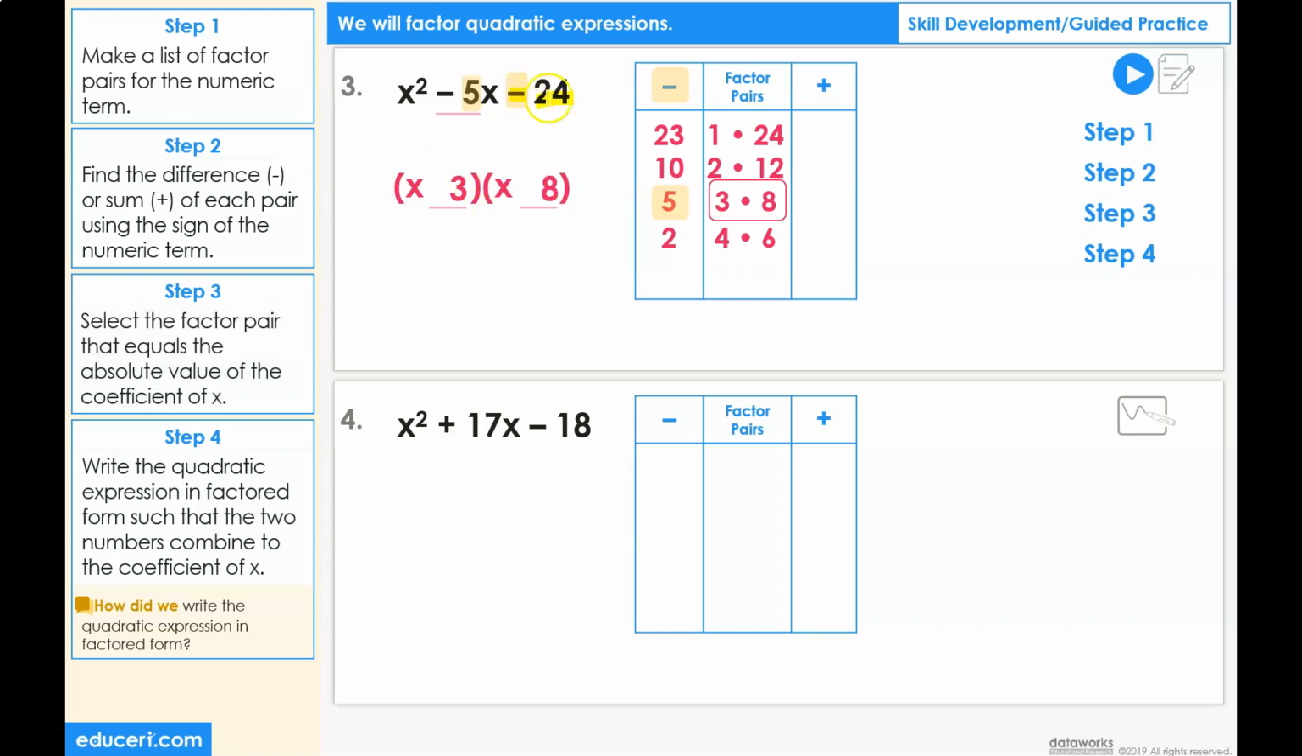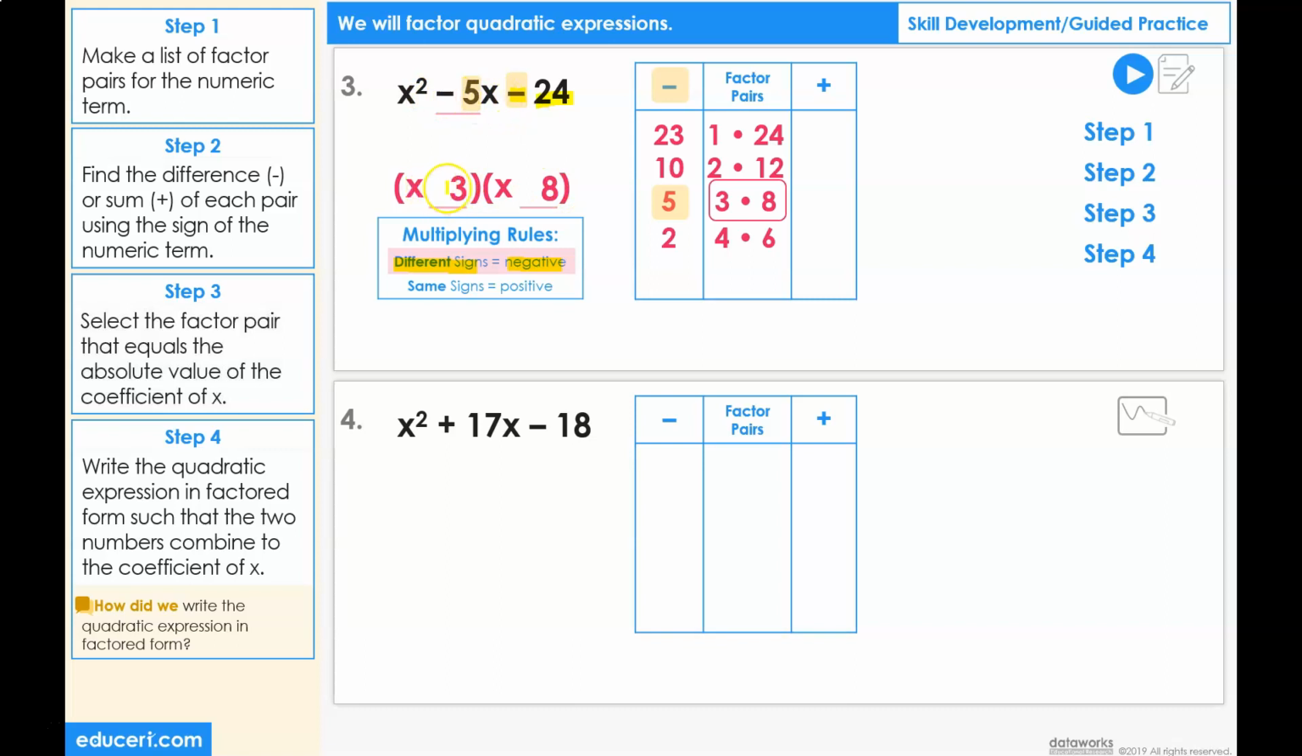Returning to our numeric term, which was a negative 24, our multiplication rules say that when we multiply these two numbers, if we get a negative answer, then that means we had different signs. So that means that one of these will be a positive and one will be a negative. And we also need these two numbers to combine to a negative 5.